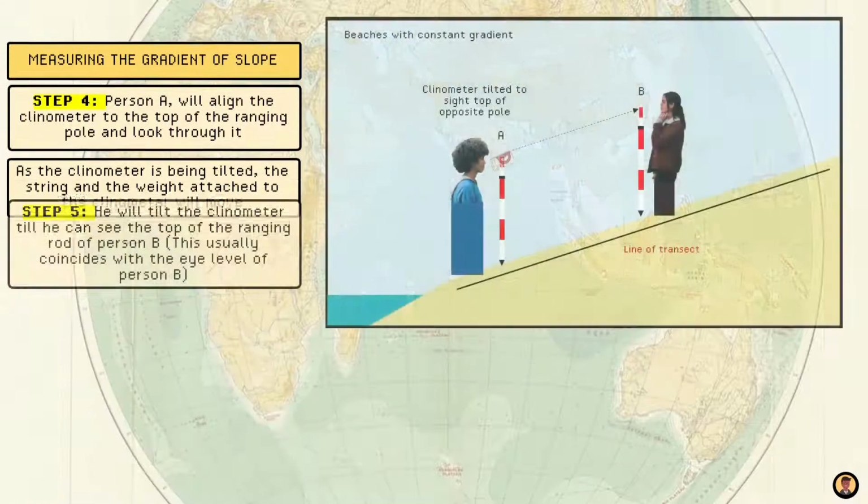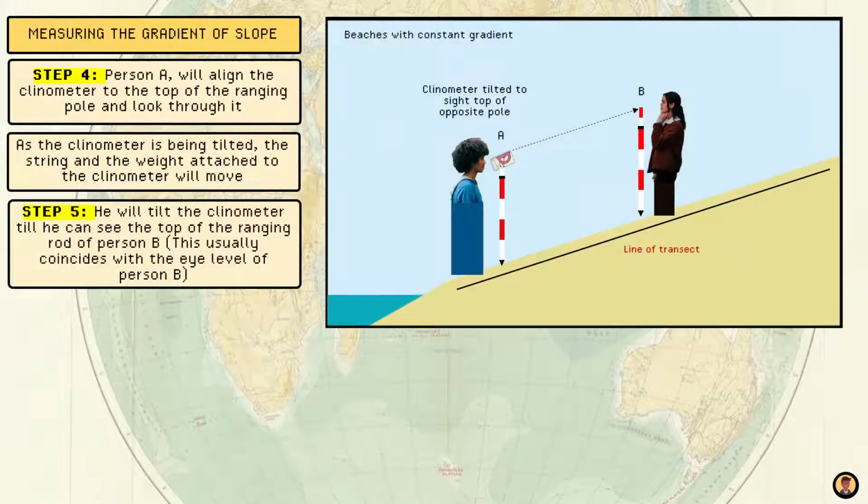Alright, so after person A has aligned the clinometer to the top of the ranging pole and looked through it, what person A should do is tilt up the clinometer till he can see the top of the ranging rod of person B. So remember, you guys have aligned the ranging rods, right? So he will tilt up the clinometer and look through the straw to make sure that he can see the top of the ranging rod here. Okay, if you think that this is too small, usually when you look through the straw, an easy way to identify is if you can see the eye level of person B. Basically through the straw, make sure you can see the eye level of person B.